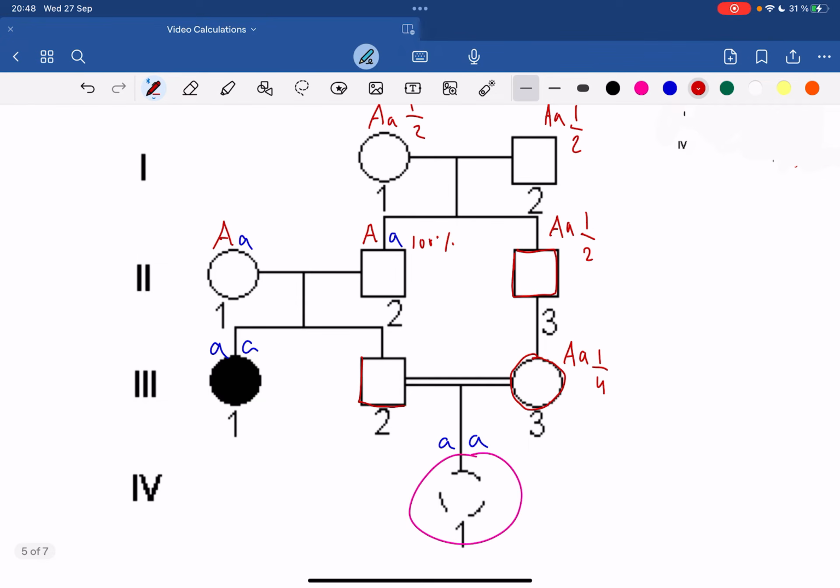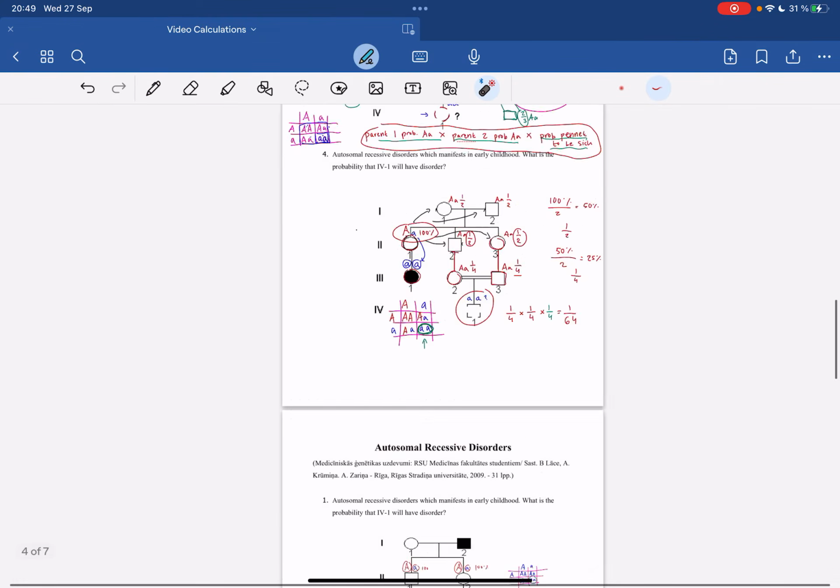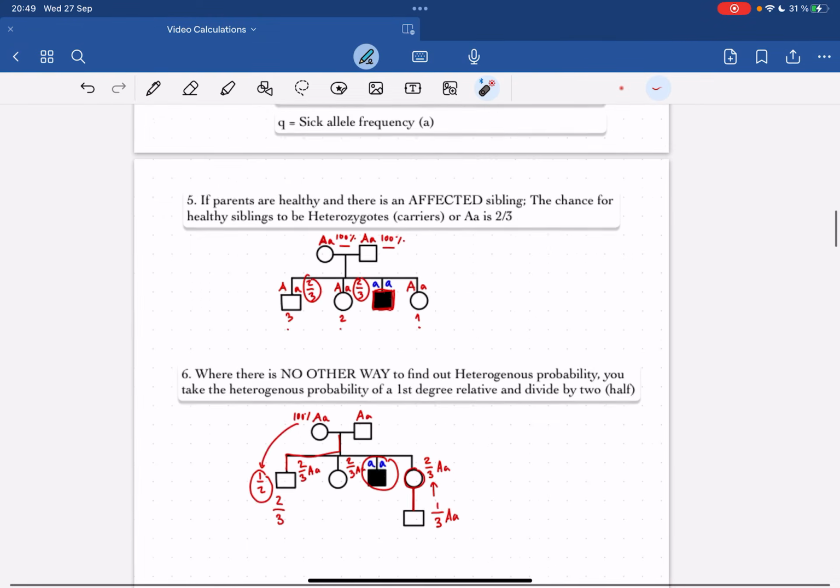Now we look at this person and we can assume, yeah, this person has 1/2 as well because we just take first degree relatives, right? First degree relatives, it's a father here and it's a son here. For some of you, you might immediately recognize that this is wrong. It's not 1/2. Why? Well, because it has an affected sibling. Remember rule number 5, I think it was?